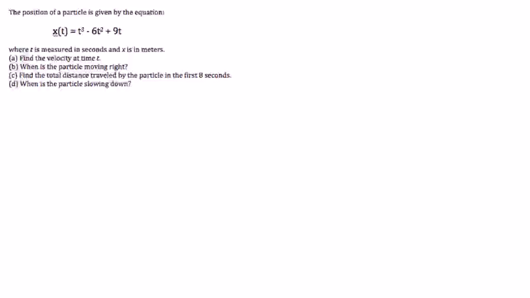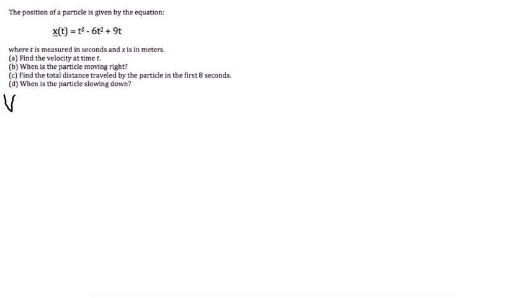Okay, so we're going to be looking at this problem right here. It says the position of a particle is given by the equation x of t equals t cubed minus 6t squared plus 9t, where t is measured in seconds and x is in meters. Part A asks us to find the velocity at time t.